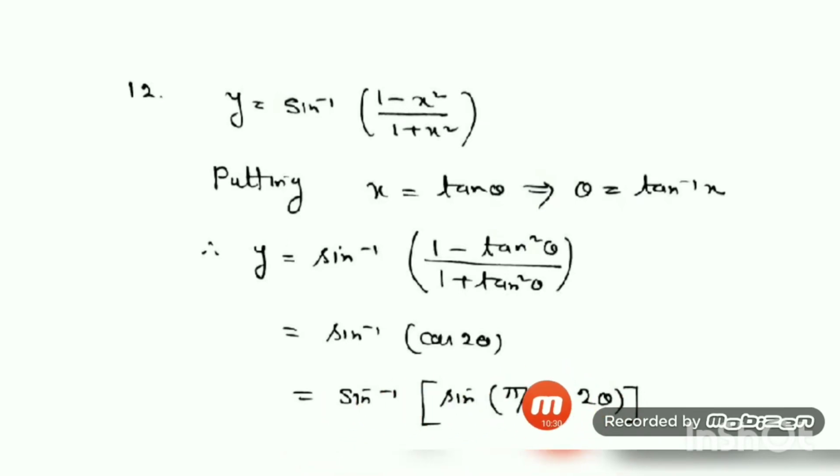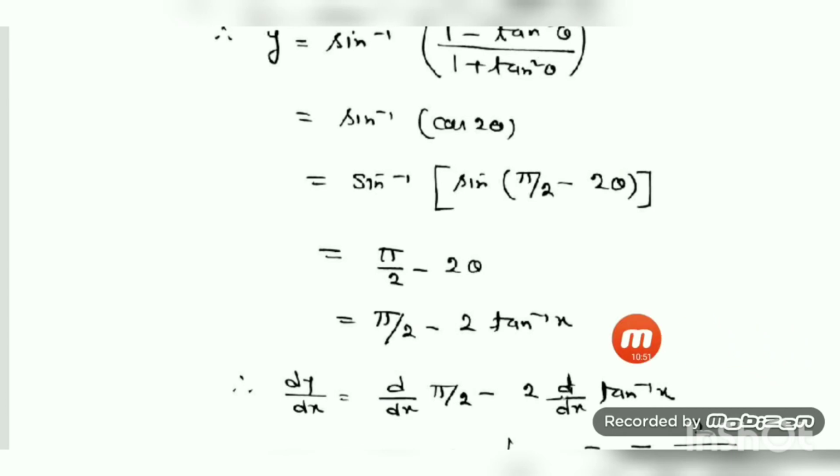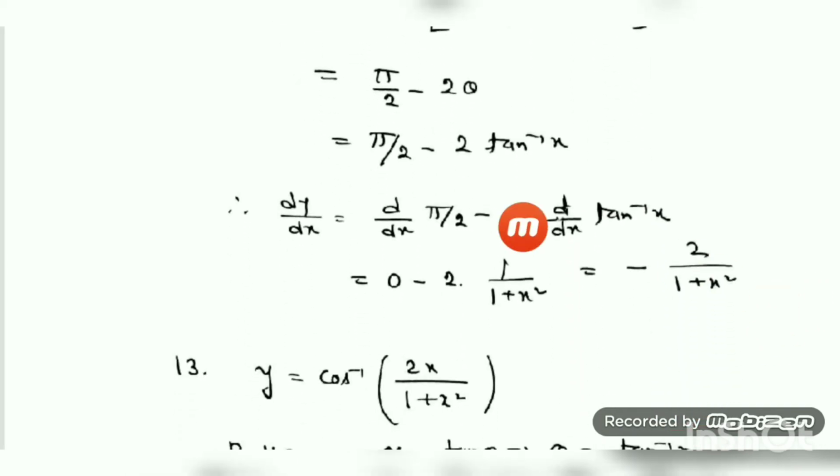So what is the value of this expression? It's pi by 2 minus 2 theta. But I have to take differentiation with respect to x. So I cannot write down the answer in terms of theta. So you convert theta in terms of x. That means it converts to pi by 2 minus 2 tan inverse of x. Now do your derivative. That is, dy/dx is equal to d/dx of (pi by 2 minus 2 tan inverse of x). Okay. Now doing the differentiation, d/dx of pi by 2 is 0, 2 is constant, and d/dx of tan inverse of x is 1 by 1 plus x square. So your answer is minus 2 by 1 plus x square.